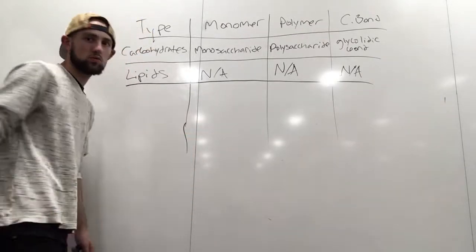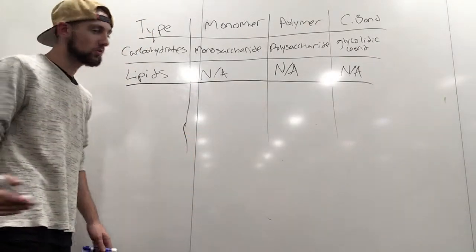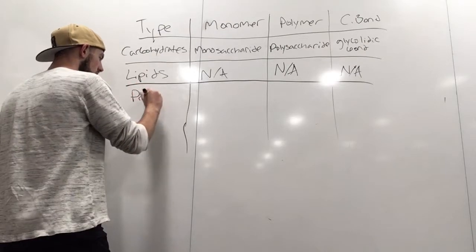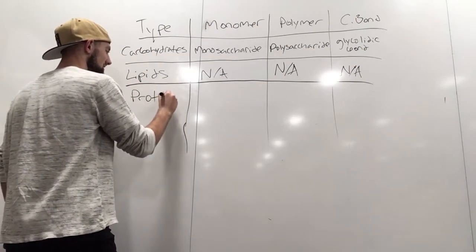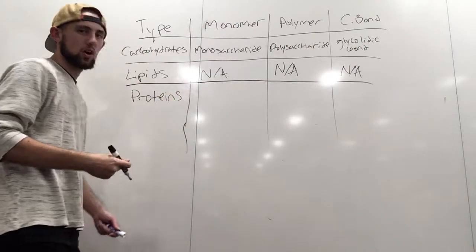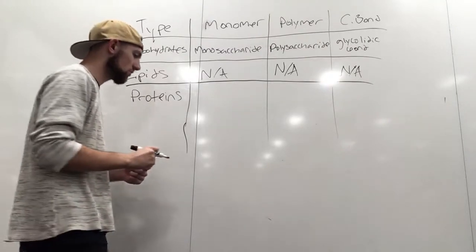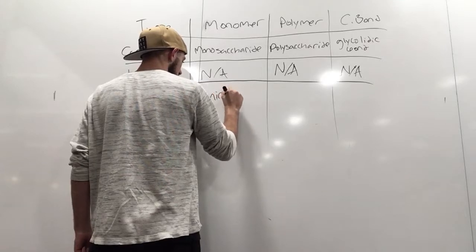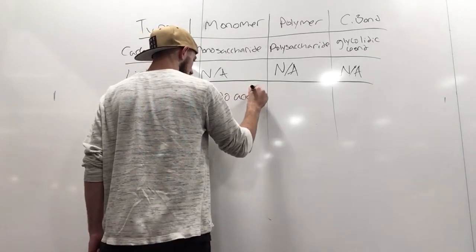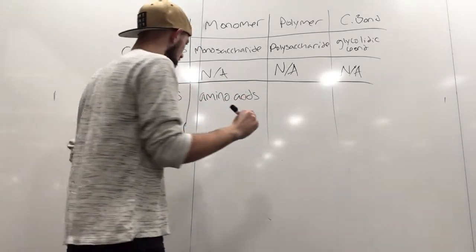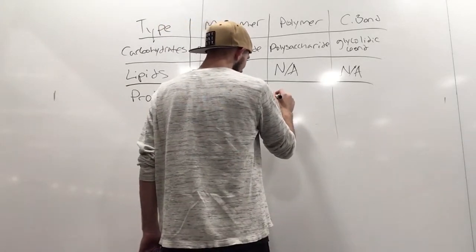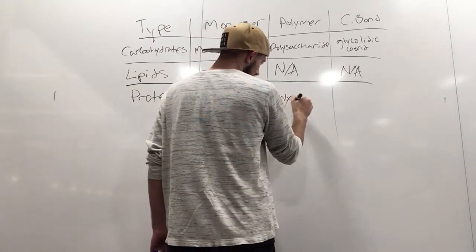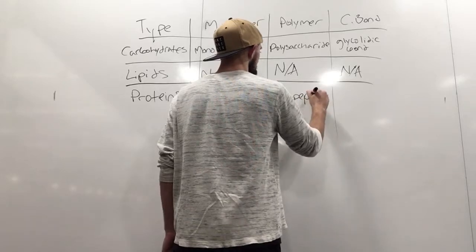I'm sure you're asking, Joseph, don't forget proteins, right? Let's get into that, okay? Always in a rush, okay? Well, what are the monomers of proteins? Well, we call those amino acids. Okay. What about the polymers of proteins? Well, we call that polypeptides. Okay.